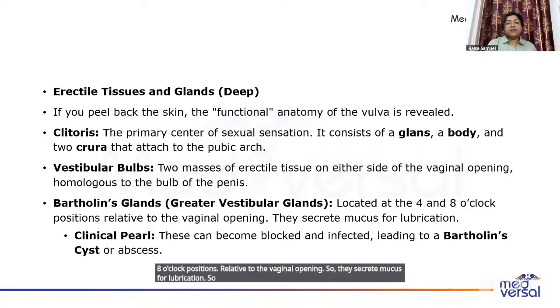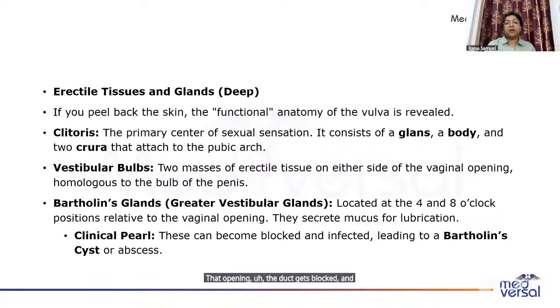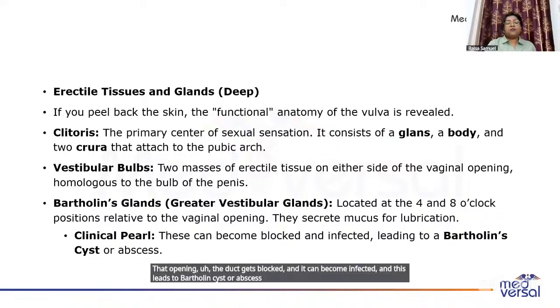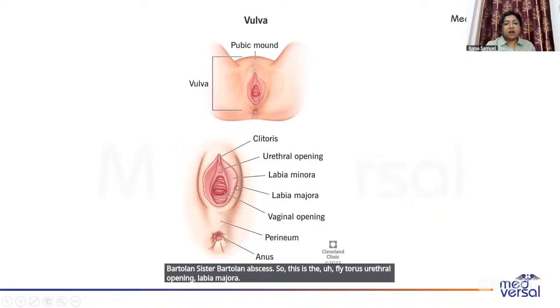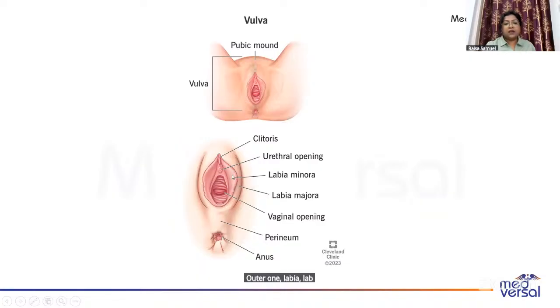So what is the significance of Bartholin's gland? Sometimes the Bartholin's duct opening gets blocked and it can become infected, and this leads to a Bartholin's cyst or abscess. This is one of the clinical problems that patients come with, Bartholin cyst or Bartholin abscess. So this is the clitoris, urethral opening, labia majora, the outer one, labia minora, the inner one, vaginal opening, and here is the perineum and anus.